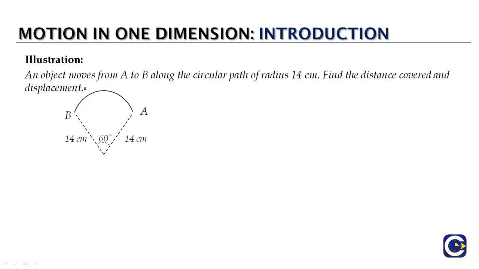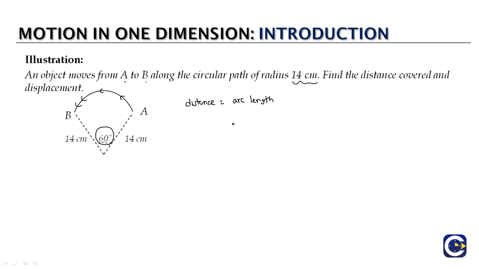We'll look at one more example. Let us say we have an object which is moving from A to B along a circular path of radius 14 centimeters. And here, as we can see, this is actually not covering a full circle. It is covering a circular arc of angle 60 degrees. We need to find what is the distance covered and what is the displacement. As we know, distance covered here will be the length of the arc. So distance is going to be the arc length.